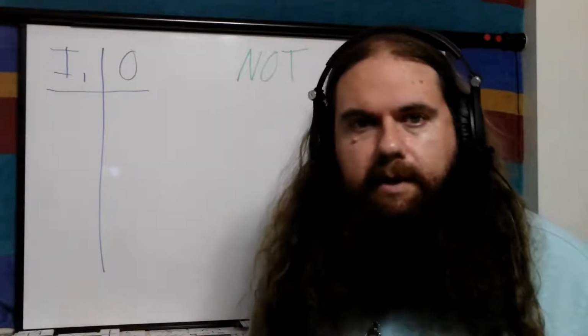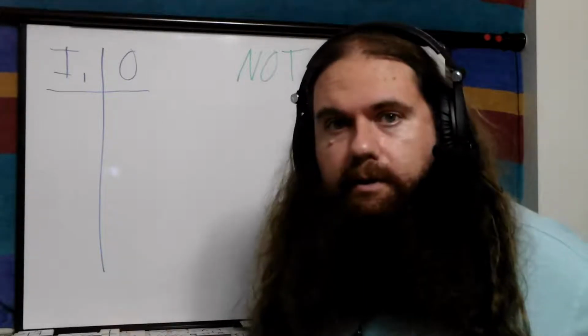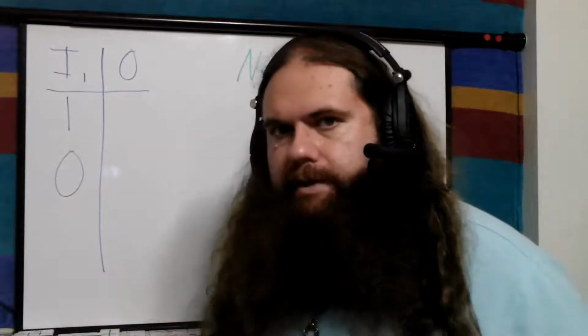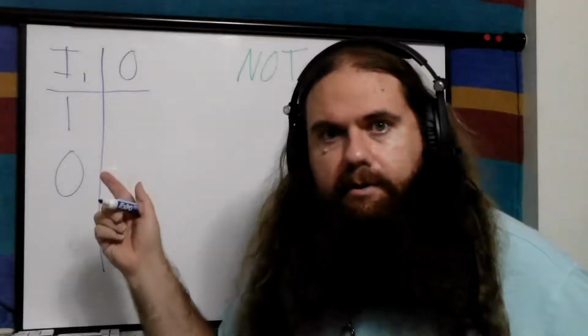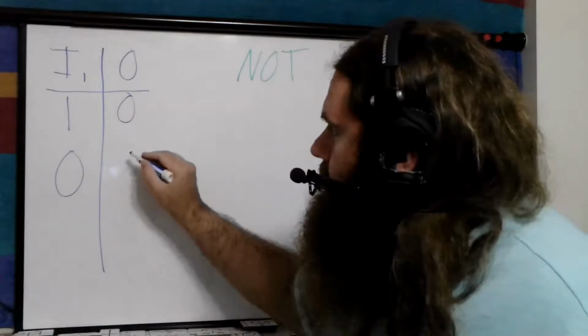Now, the input can be 1 or 0, true or false, on or off, high or low, however you want to look at it. I'll use 1 and 0. Input can be 1, input can be 0. Either one. So only one input, only 2 options, there you go. If the input is 1, the output is 0. If the input is 0, the output is 1.